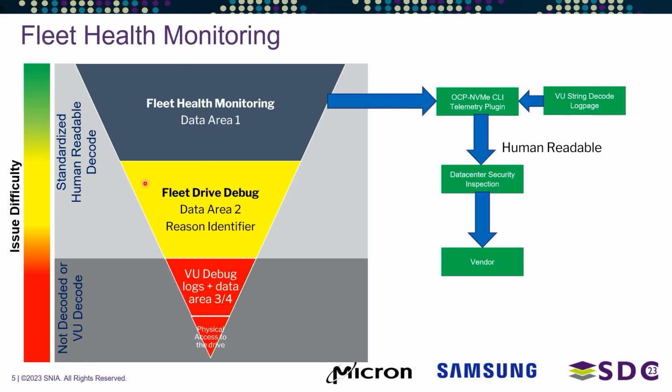So for fleet monitoring, as we mentioned, just periodically probe data area 1. The OCP CLI plugin, along with the vendor unique string decode log page, which Mike will go into detail, will generate a human readable output. The human readable output can then be inspected by the data center security folks. They can look at it and say, yeah, that doesn't look like it contains any proprietary or custodial data that we're holding for our various customers, and then that data can be released to the vendor for analysis.